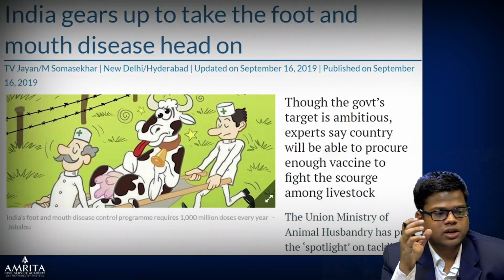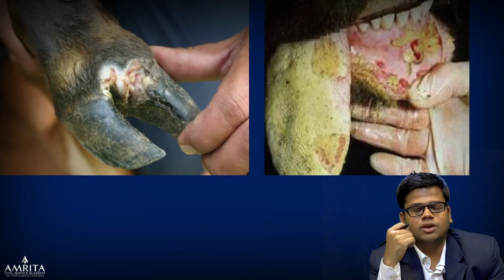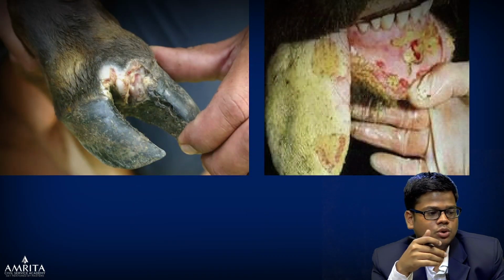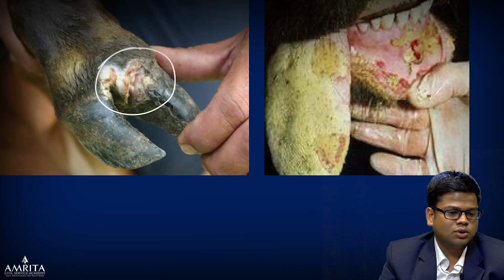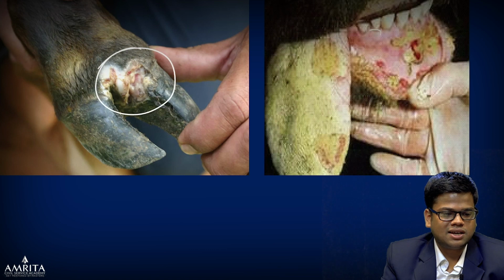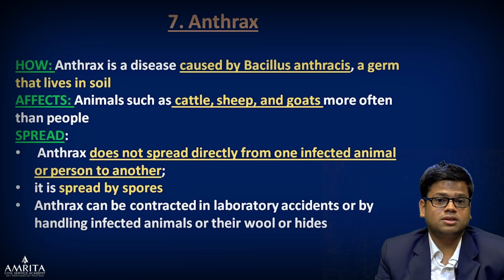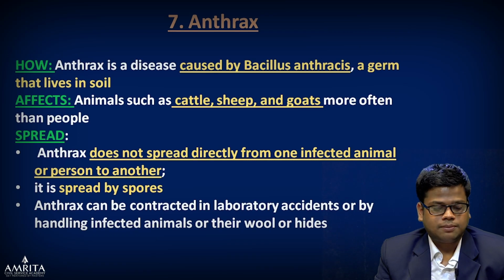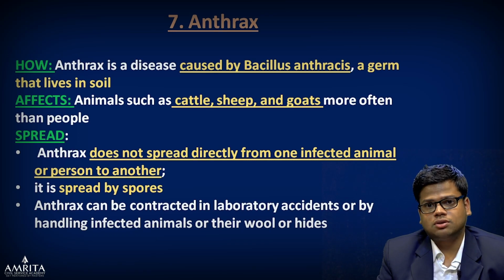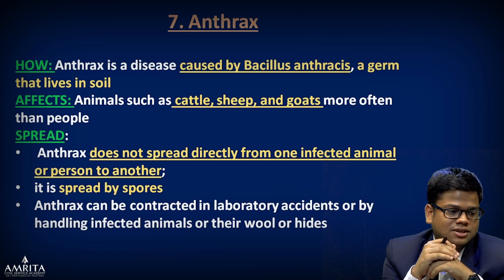So India gears up to take the foot and mouth disease head on, and we have programs to deal with this thing. You can see here the blisters, right? For the disease you will have these very difficult images, right? So blisters here and on the mouth, and this creates a lot of problems for the farmers, the livestock issues they face, right? So that led to the reduction of the livestock assets.